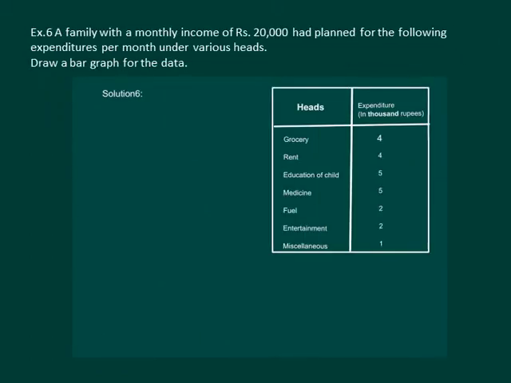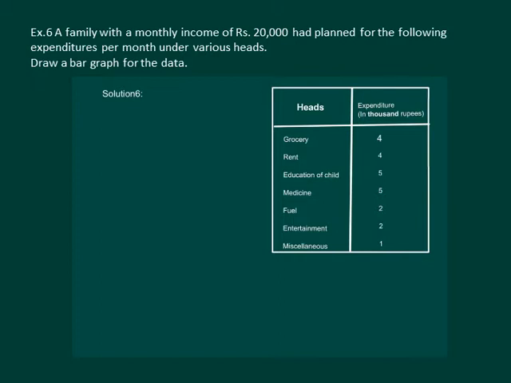Let us read the question. A family with a monthly income of rupees 20,000 had planned the following expenditure per month under various heads. Draw a bar graph for the data. Note in the second column, 4 in front of grocery means rupees 4,000. 5 in front of rent means rupees 5,000.